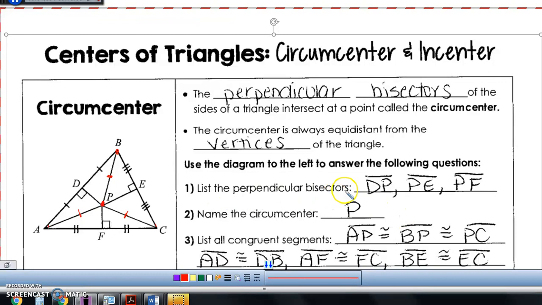List the perpendicular bisectors. So all of these that show a perpendicular box, those are your perpendicular bisectors. Make the right angles. So PD, PE, and PF. Those are all perpendicular bisectors. The name of the circumcenter where these three come together is called P.